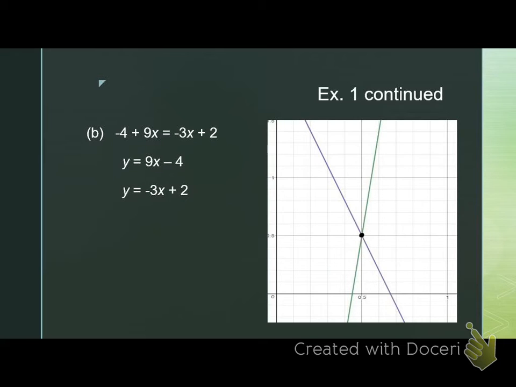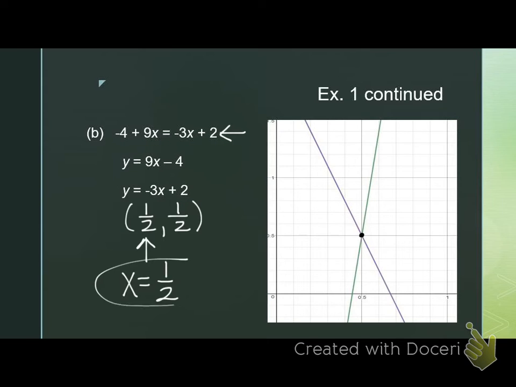Finding a couple more points might be a little bit more difficult for this one, but as long as you have your point of intersection, that's going to be huge, because remember, our point of intersection, which we've already discovered, is 1/2 and 1/2. Again, the original problem only has an x in it, so we're only trying to solve for x. So x equals 1/2.